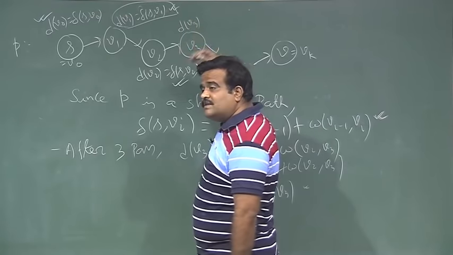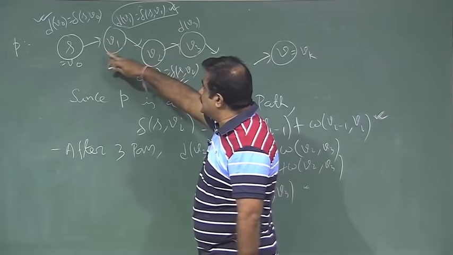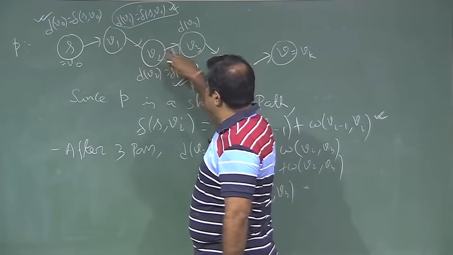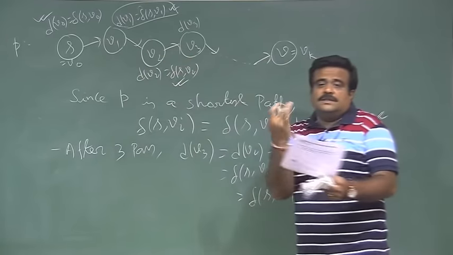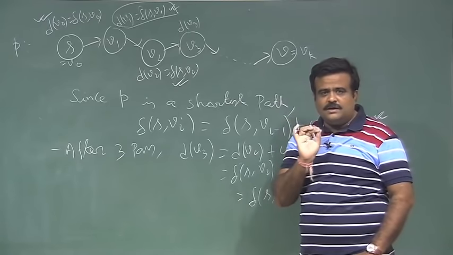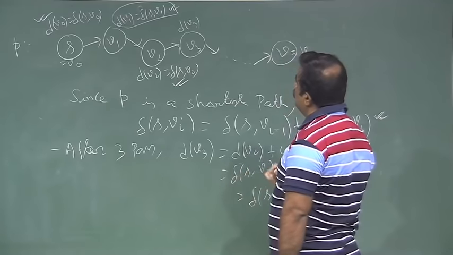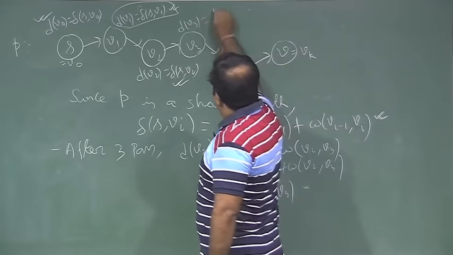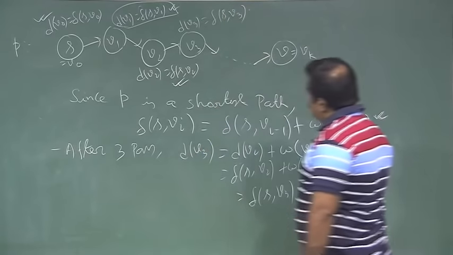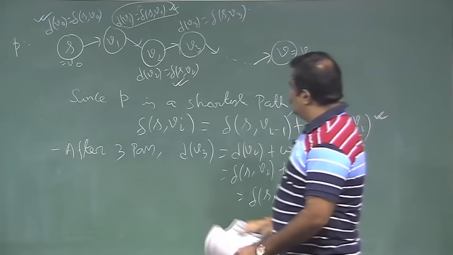Even this could be done in the first pass. If in the first pass, i is equal to 1, if the ordering is like this, if this edge is after this edge in the order, then it could be done in i is equal to 1 itself. But anyway, we do not know the ordering, I mean how we are numbering. So that is why we have to do it like this. Okay. So d of V3 will be delta of S comma V3.